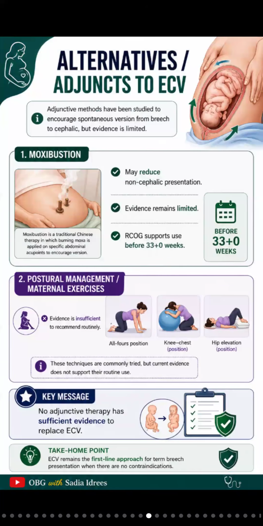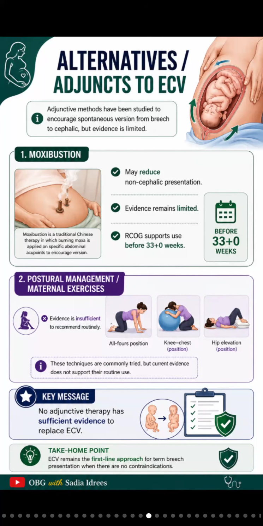Now, what are the alternatives? There are certain alternatives, but the evidence is limited, like moxibustion. They use Chinese herbs on the maternal abdomen to encourage spontaneous version, but the evidence is very limited. Anti-D... supports its use before 33 weeks. Posture management, like all-fours position, knee-chest position, or hip elevation. And for Muslims, we tell them the namaz position, sajda position, right? These techniques are commonly tried, but current evidence does not support their routine use. ECV remains the first line approach for term breech presentation.